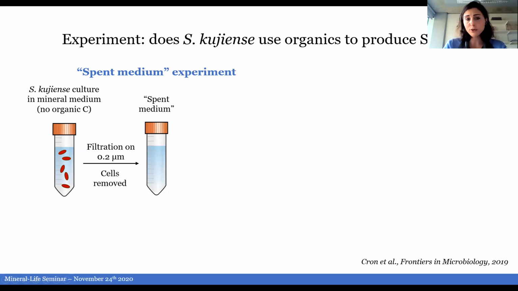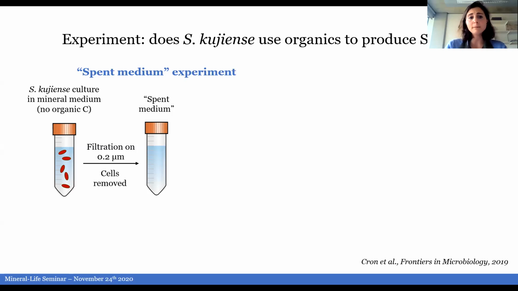It's called the spent medium experiment, and it works that way. We take the culture medium of this microbe, S. crugiense, and I remind you it's an autotroph, so we don't put any organics there. It's a purely mineral medium. And we inoculate it with the microbe and we let them grow.